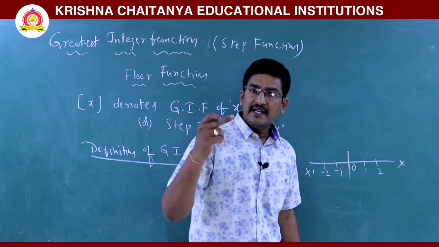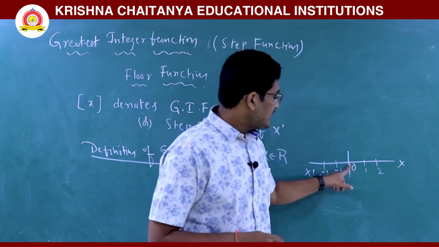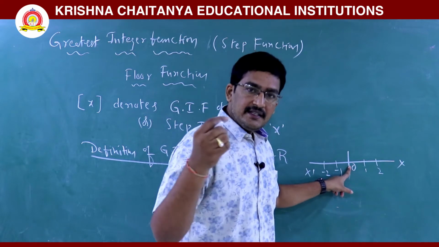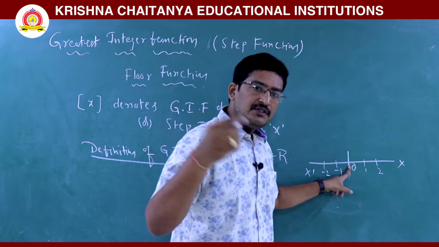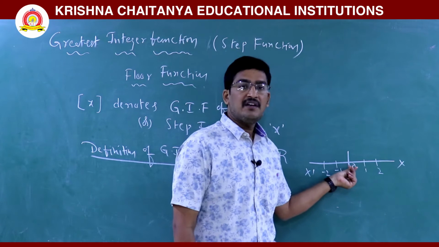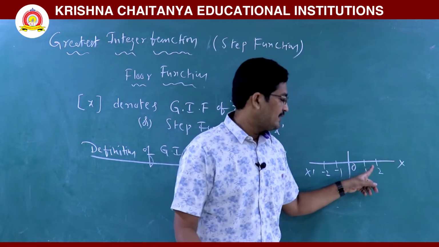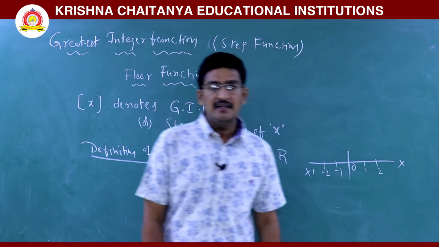What is the real number after 0? It may be 0.00000 something there. That is the real number after 0. What is the integer after 0? 1. That is the difference between real numbers and integers.